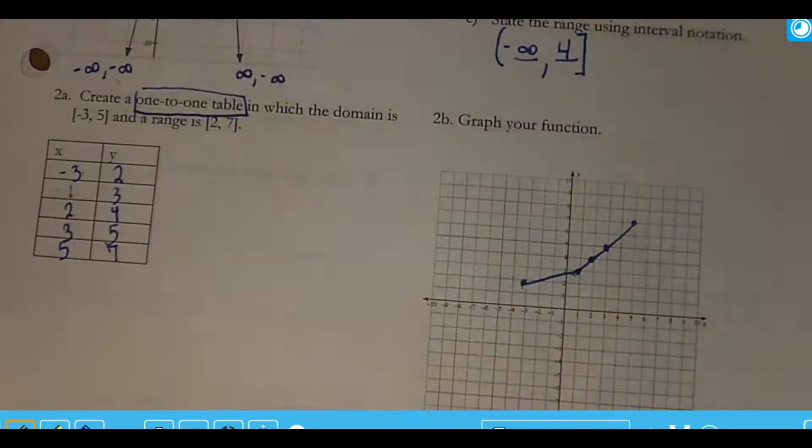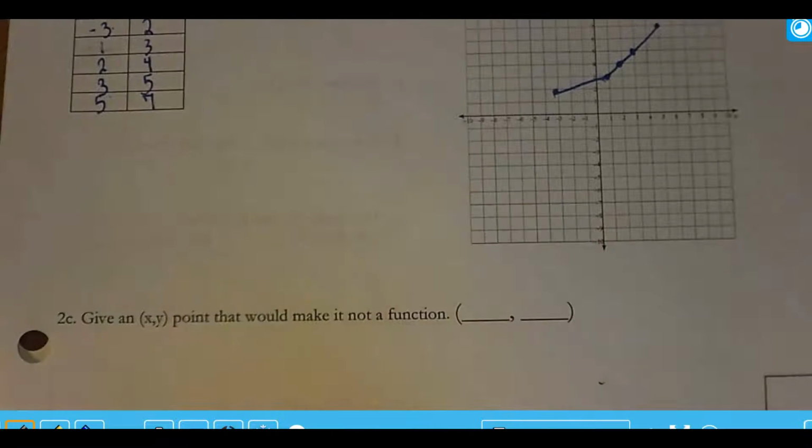All right, the next thing you had to do was actually give me one additional point.